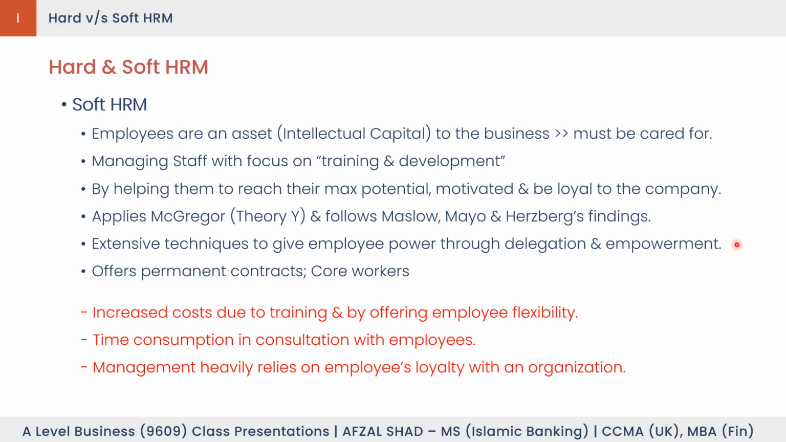Extensive techniques to give employees power through delegation. Let them decide how they want to do the work. Kind of laissez-faire. Give them the tasks, give them the targets, and that's it. Let them do it at their own pace, in their own style. And such soft HRM offers permanent contracts, and normally the core workers are dealt with through the soft HRM approach. We will see who are the core and who are the peripheral workers in the next slides, but normally the core workers are dealt with through the soft HRM approach. The workers who are important for the organization, who are holding the important positions in the organization, are normally dealt with through soft HRM approaches.